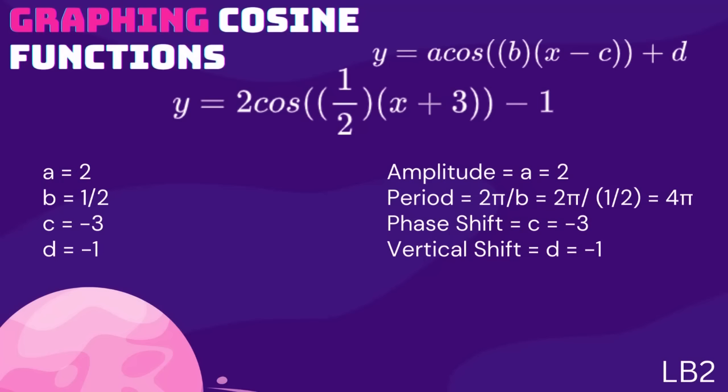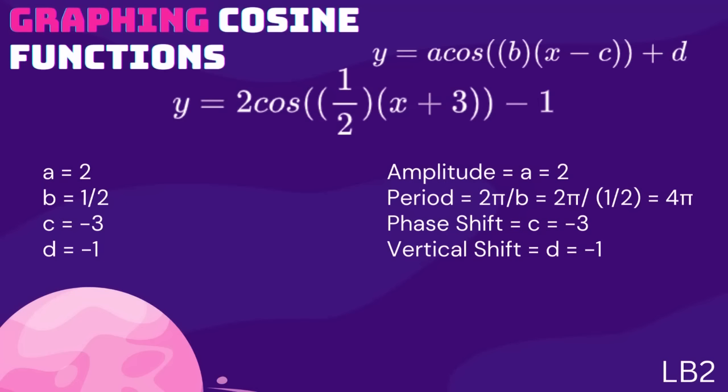How about y equals 2 times the cosine of open parentheses 1/2 the quantity x plus 3 close parentheses minus 1. This sure is a challenge, but I will teach you how to dissect it. First, we identify a, b, c, and d. Using the form y equals a times the cosine of open parentheses b times the quantity x minus c close parentheses plus d, we'll get that a is equal to 2, b is equal to 1/2, c is equal to -3, and d is equal to -1.